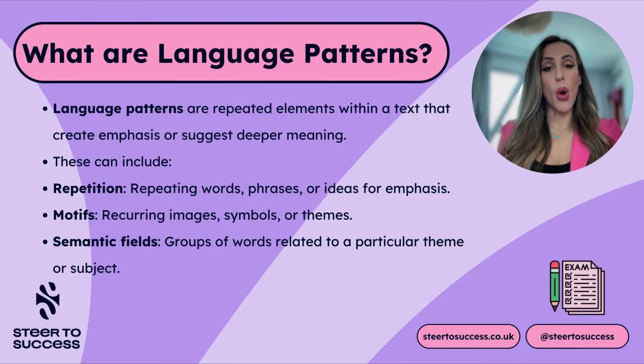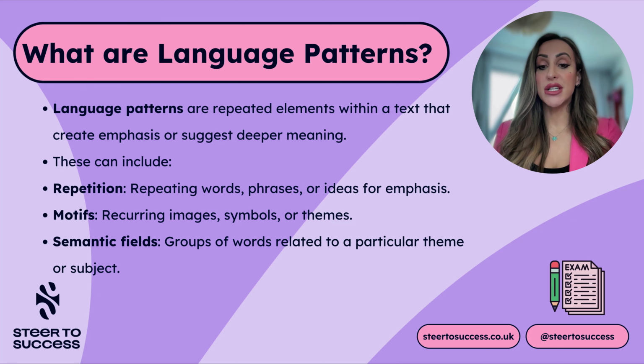So first of all, what are language patterns? Language patterns are repeated elements within a text that create emphasis or suggest deeper meaning. And these can include repetitions, the repeating of words, phrases, or ideas for emphasis, motifs, so recurring images, symbols, or themes. And lots of students say, what is the difference between a motif and a symbol? Now, a symbol is something that represents something else as a one-off, and a motif is a repeated symbol throughout a text or a repeated image or theme throughout a text. We're going to look at that in more detail later on.